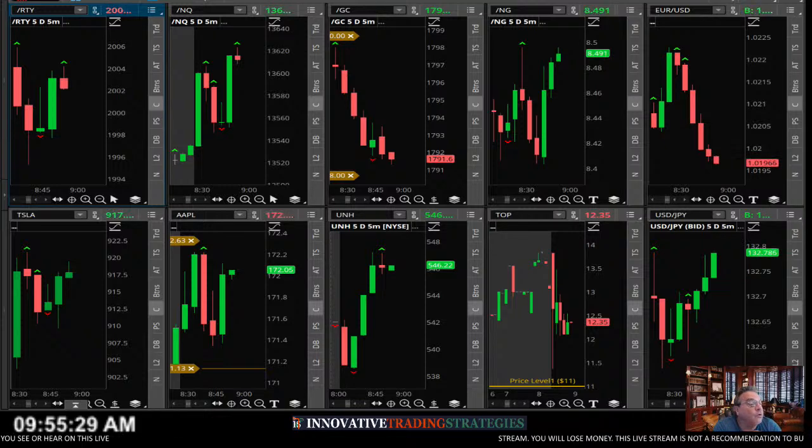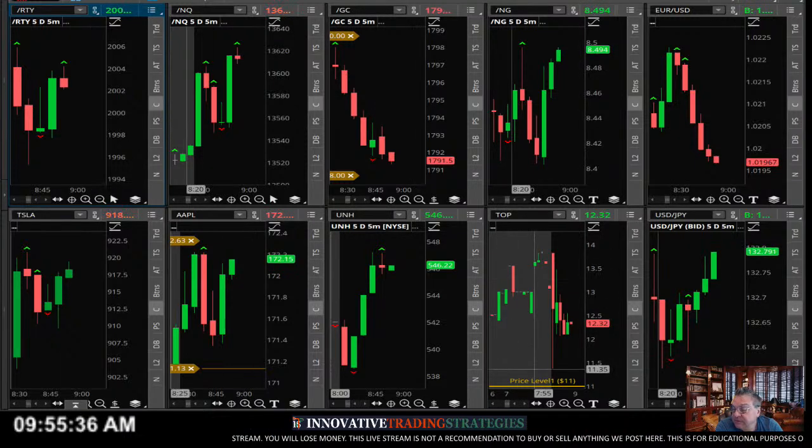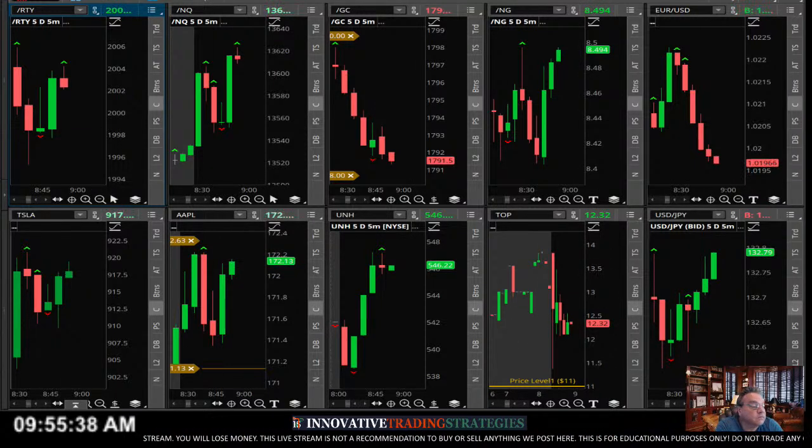Still hanging into our gold. Gold slowly working its way down. Apple still in a buy, waiting for TOP to pull back. TOP down to that $11 mark.